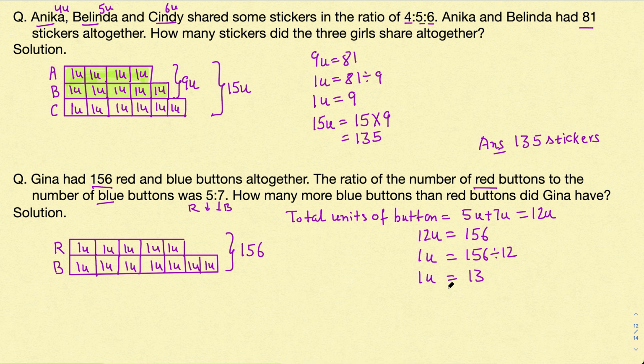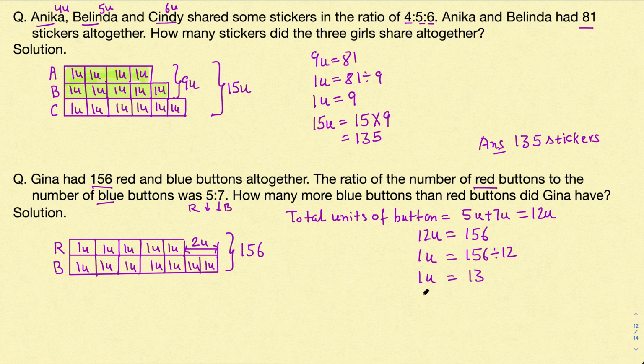But what's the easier way? See, from the model itself we can see how many more blue buttons than red buttons there are. From here itself you can say that there are 2 units of more blue buttons than red buttons, right? There are 2 more units of blue buttons than the red buttons. So there is no need to calculate the number of red buttons or blue buttons. You can directly just calculate the 2 units, right? Because that's the difference between the number of blue buttons and red buttons.